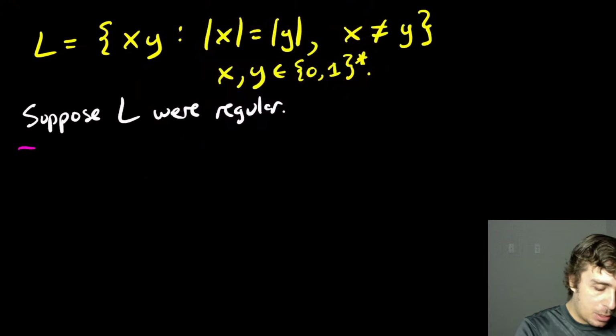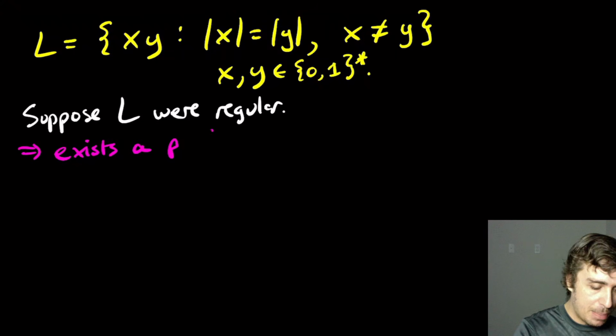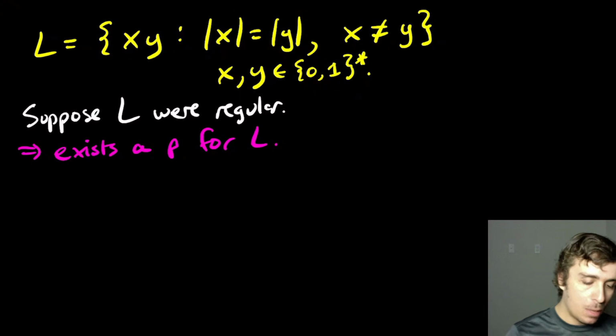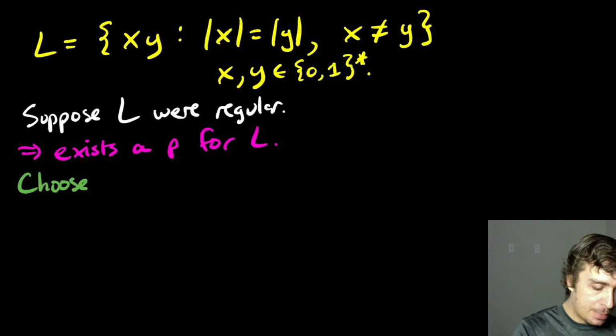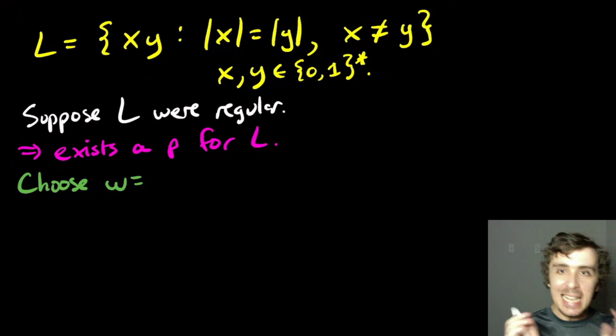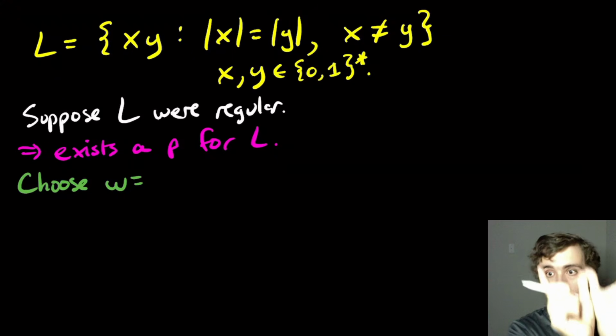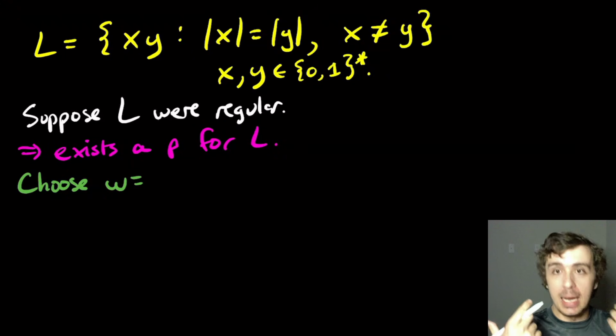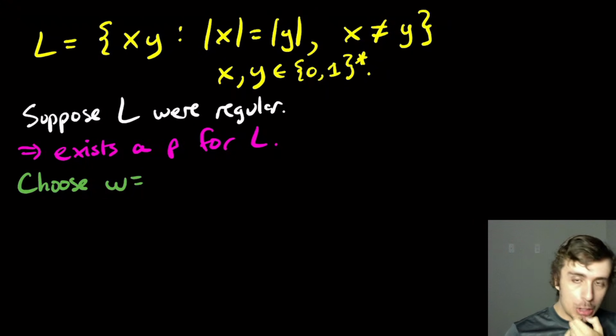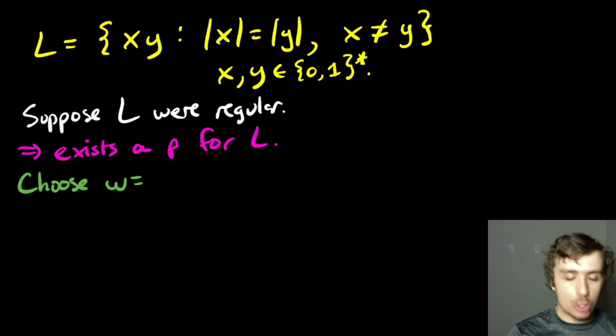Then that means that there exists a pumping constant, a p, for this language L. And what we want to do, of course, is to choose some string that is in the language, so that means that the two halves are not the same, and has length at least p. So we're going to be using something called the p factorial trick. Why am I going to use such a thing?